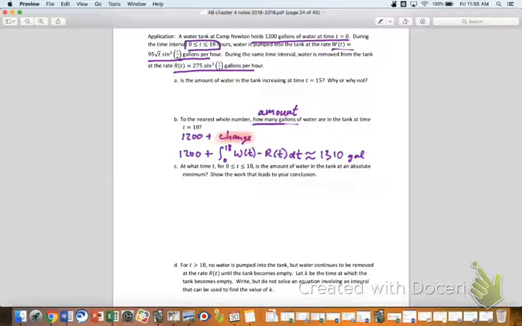All right. Any other questions, concerns? Bring it up now or later. I don't really care. Here's a chance to bring it up. All right, fair enough. So then part C. Part C says, at what time t on that interval, it looks like the closed interval is going to matter here, is the amount of water in the tank at an absolute minimum? Show the work that leads to your conclusion. Okay.